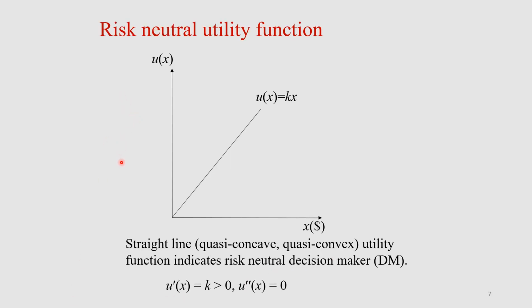With a risk-neutral utility function, as we indicated, we get a straight line utility function, which mathematicians say is quasi-concave and at the same time quasi-convex. That means it's concave and convex. So this utility function indicates risk neutrality on the part of the decision maker. The first derivative, the slope of this line, is given by k, and it's greater than 0. And you see that with that upward slope. But the second derivative is simply 0.